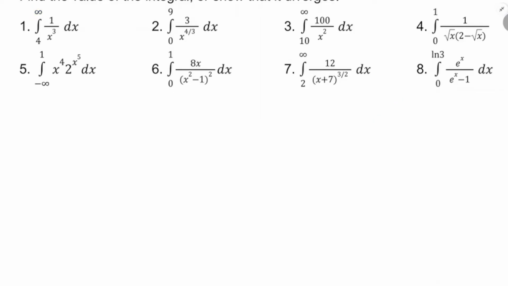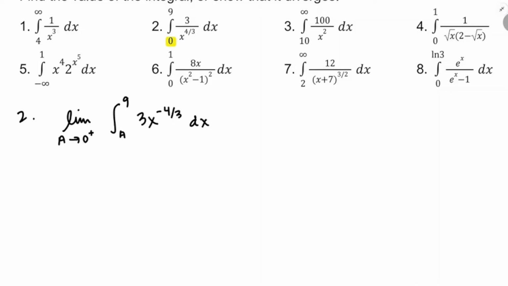All right, number 2. This one's improper because of a vertical asymptote. We don't see that infinity in the bounds of integration, but we do see that 0. And if you think about what would happen at x equals 0, we'd be dividing by 0, and that's not good. Okay, so over here, number 2, this is the limit as the lower bound approaches 0, really from the positive side, of the integral from a to 9 of 3x to the negative 4/3 dx.